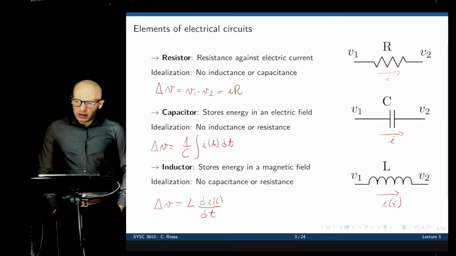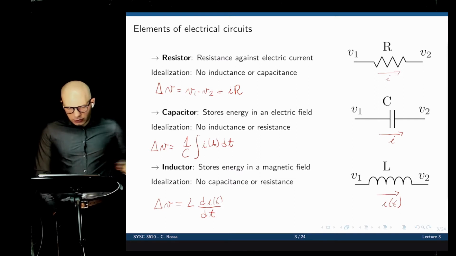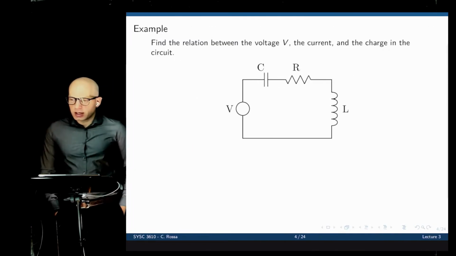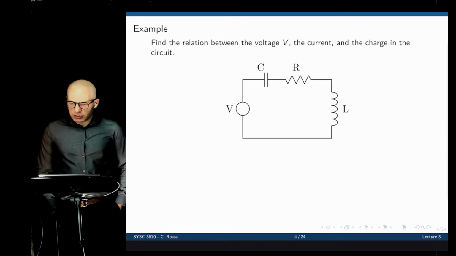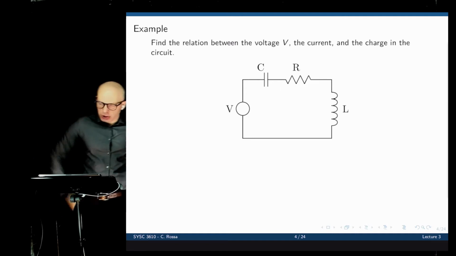And now we can combine them in a circuit. So let's do one example right away. Here we have this LRC circuit, with a voltage source of V and three elements in series. The question is, find the relation between the voltage V and the current and the charge in the circuit.